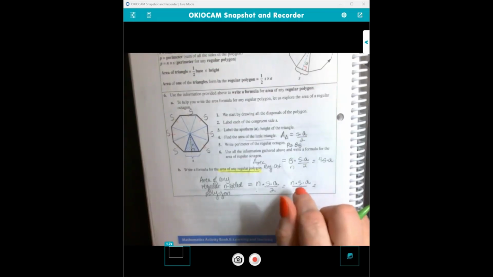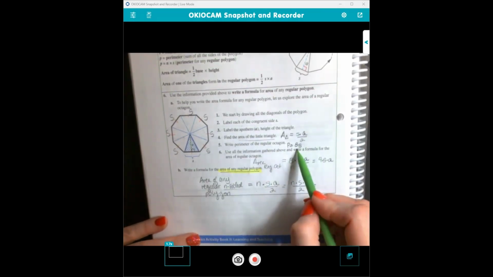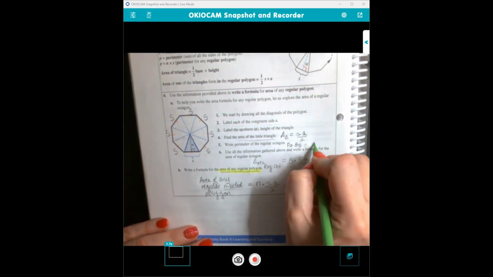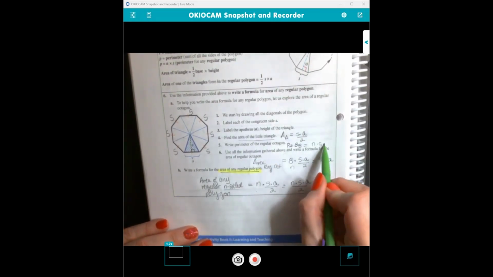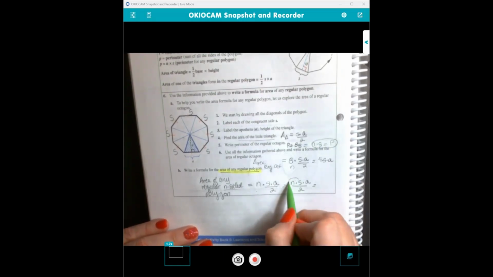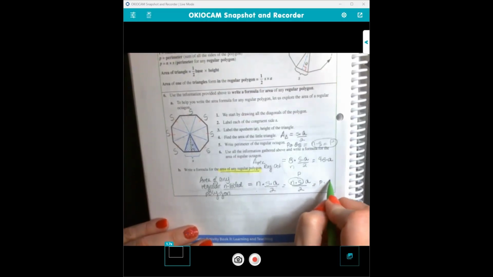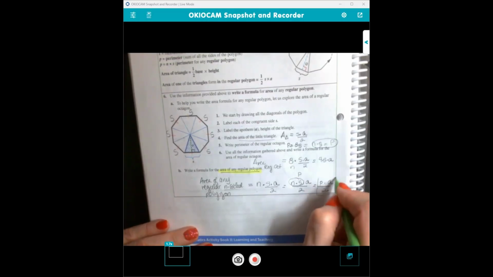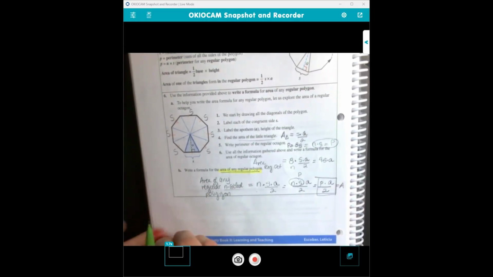And then you notice something, right? Look up here. 8 is representing n, right? And n times S is representing what? Perimeter. So we can say that P, this is perimeter, P times A divided by 2 is the area of any regular polygon. Okay?